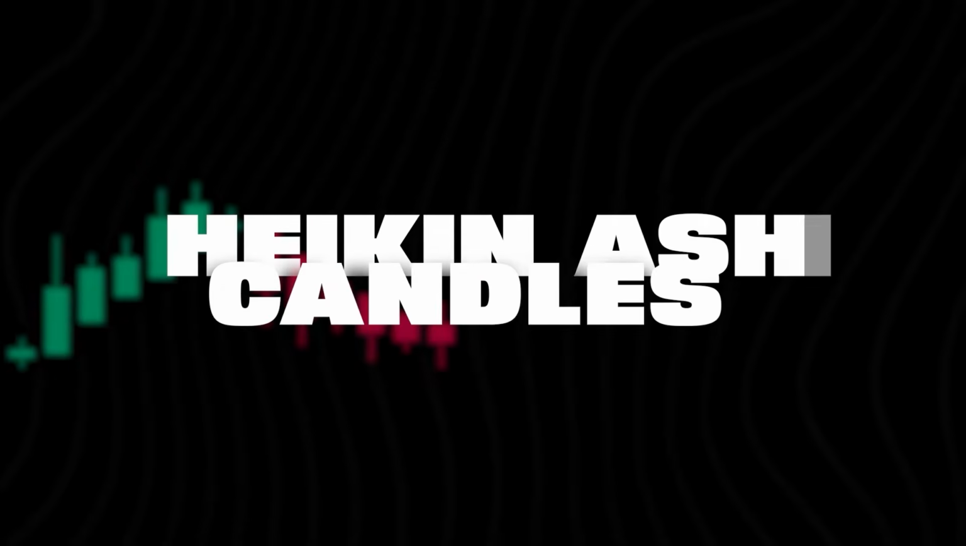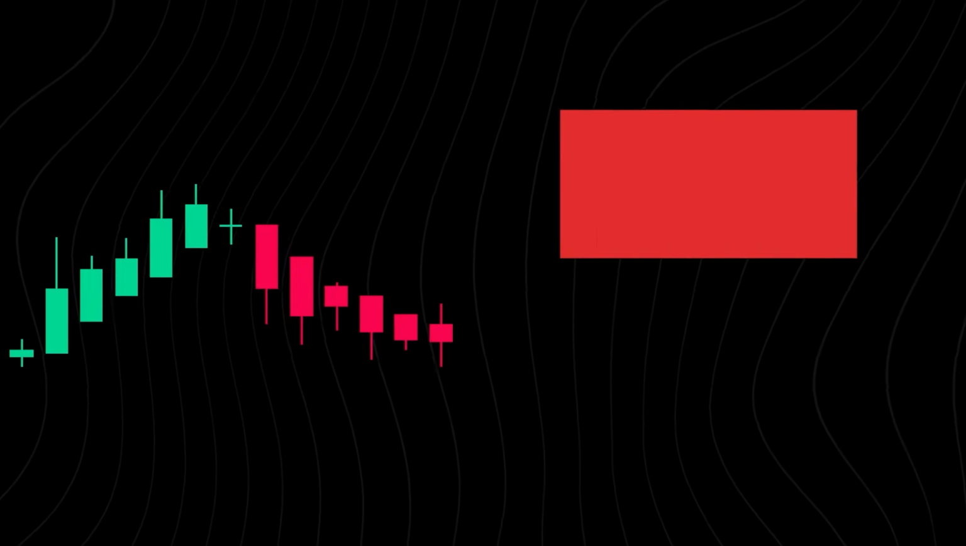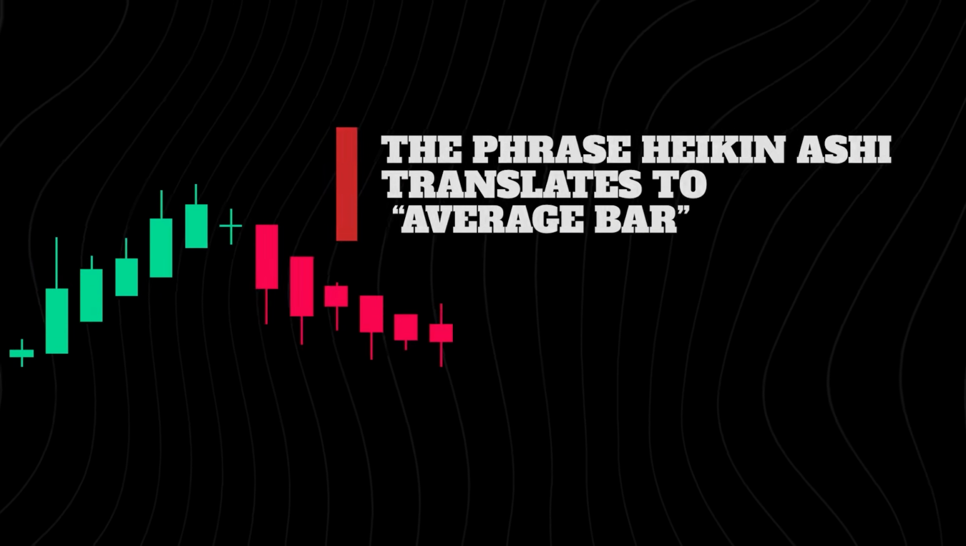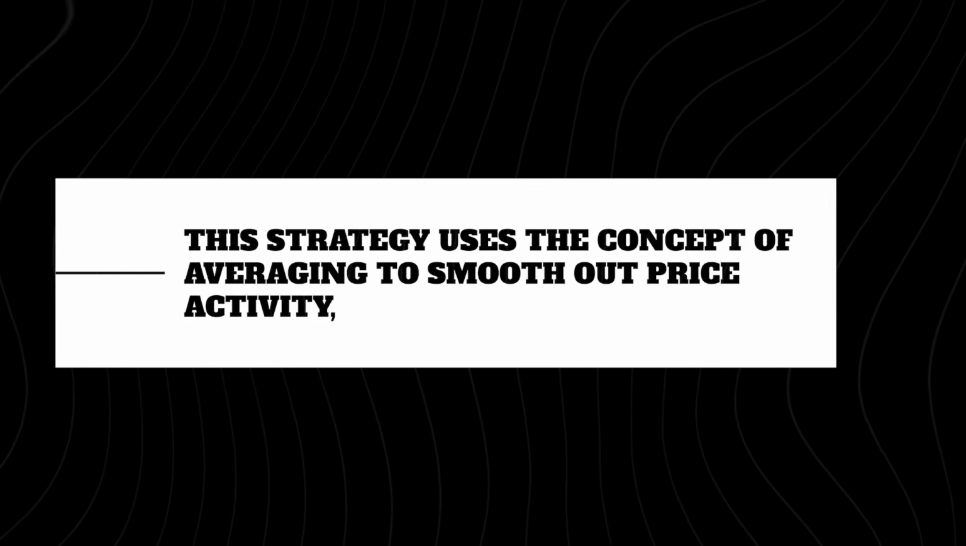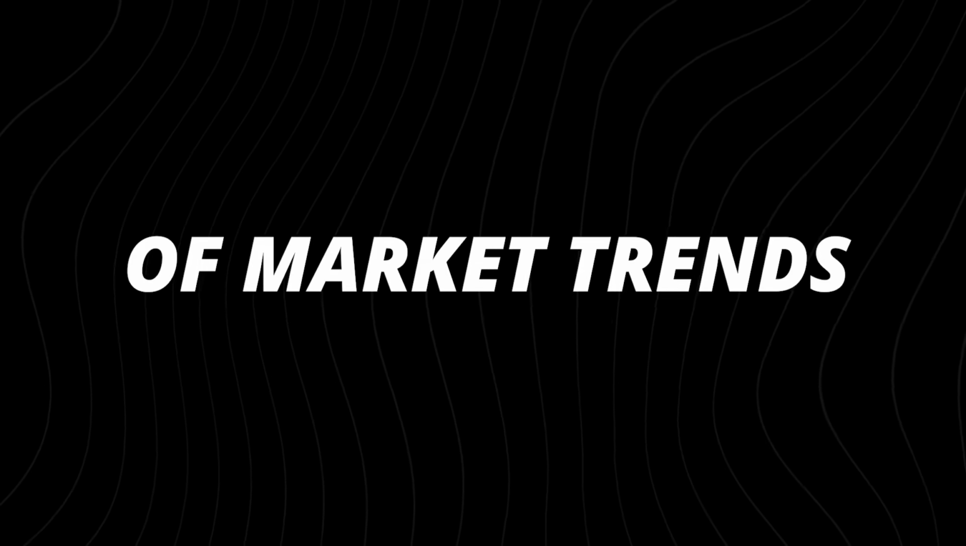What are Heiken Ashi candles? The phrase Heiken Ashi translates to average bar, and this strategy uses the concept of averaging to smooth out price activity, allowing for a better grasp of market trends.